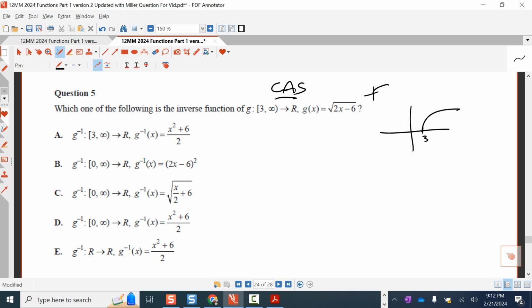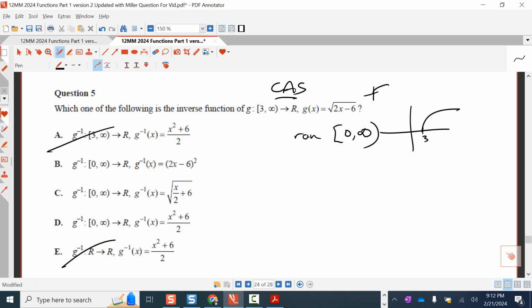Okay, so we can see here its range is going to be 0 to positive infinity. That means its domain, when it gets inverted, is 0 to positive infinity. So that's gone. That's gone. Oh no, that's all right, that one. And that's gone. Okay, now you need to know that the inverse of the square root function is a parabola. The inverse of a parabola is the square root function.